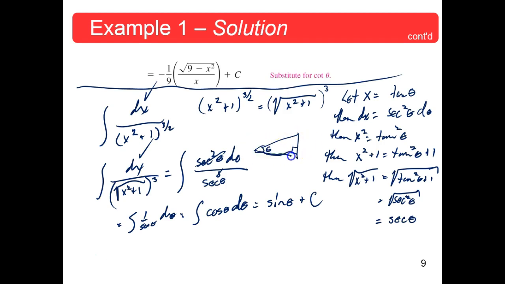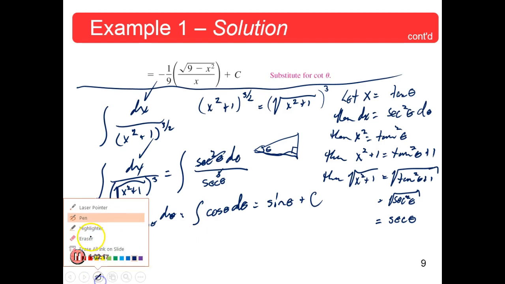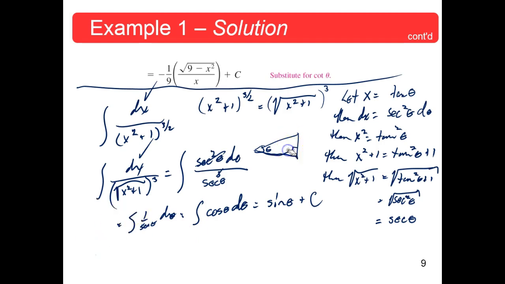That is one ugly right triangle, isn't it? Okay. Don't comment. Okay. Let's see if I can clean it up just a little bit. That's a little bit better, maybe.